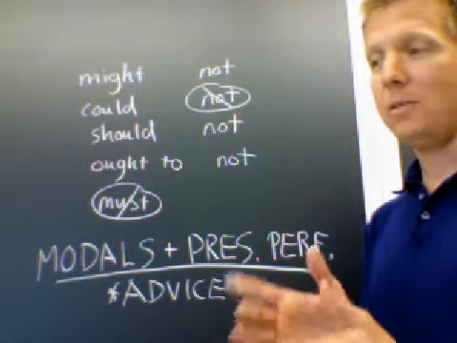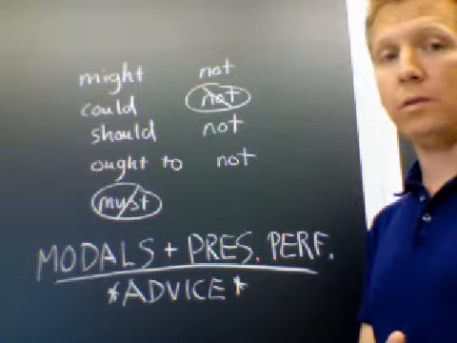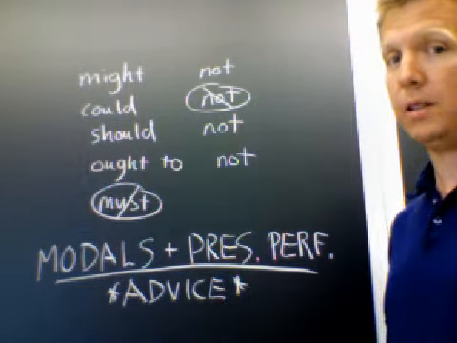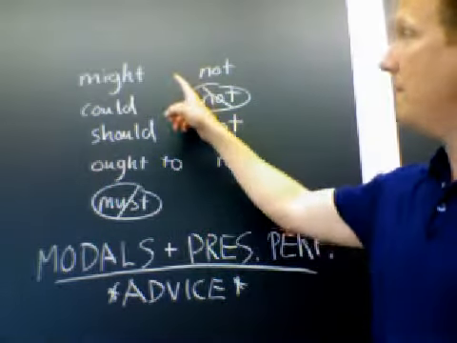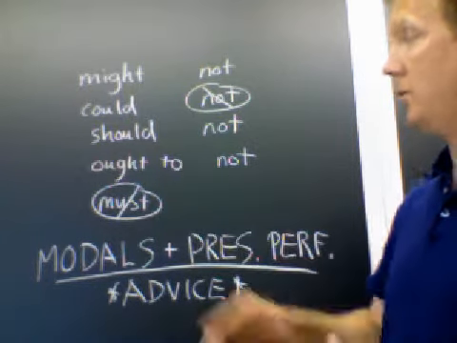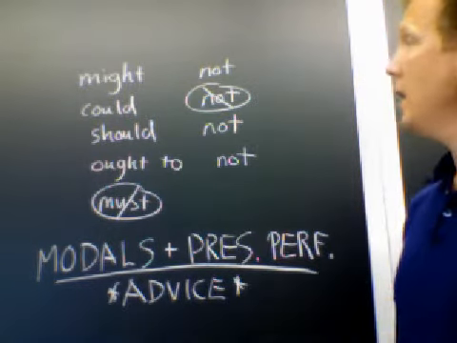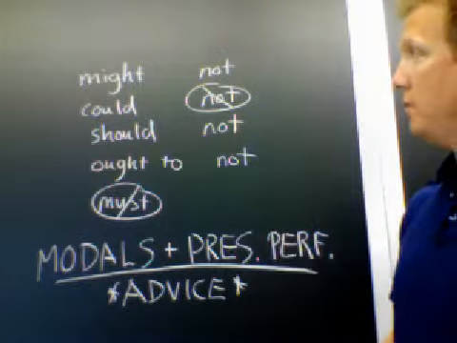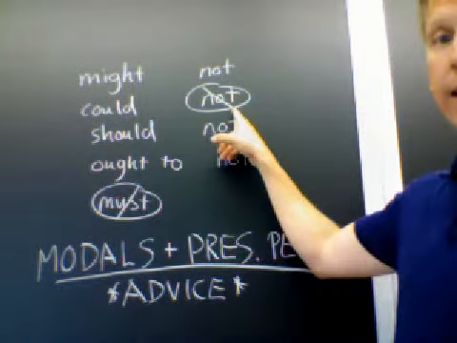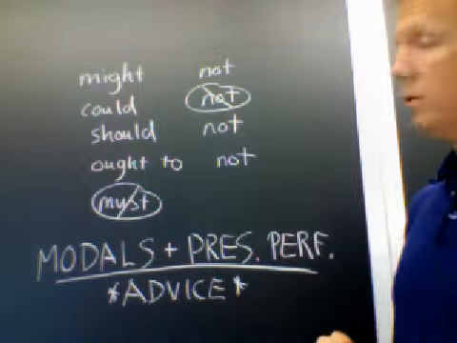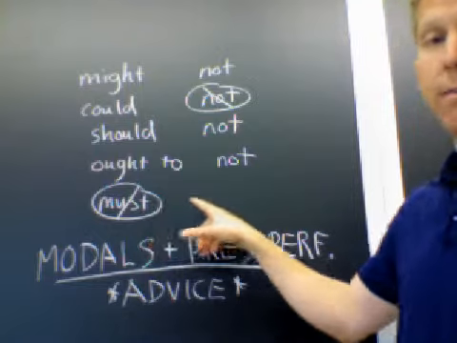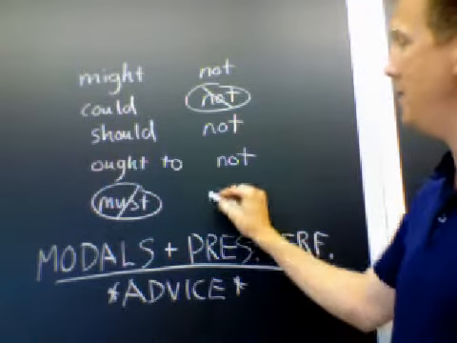Okay, so the modals we will use when giving advice with modals plus present perfect are might, could, should, and ought to. Okay. Be careful though. Notice we will not use could not, and we will not use must or must not. Let me write that in.